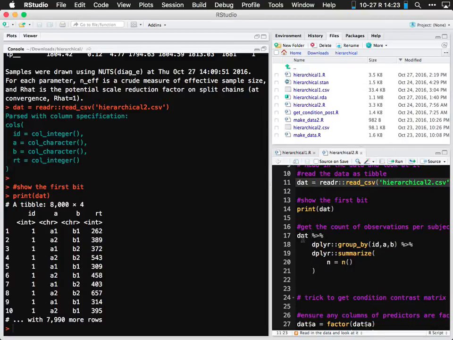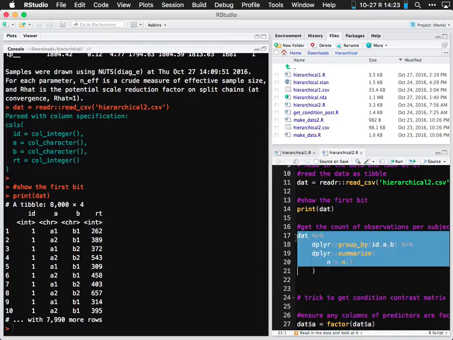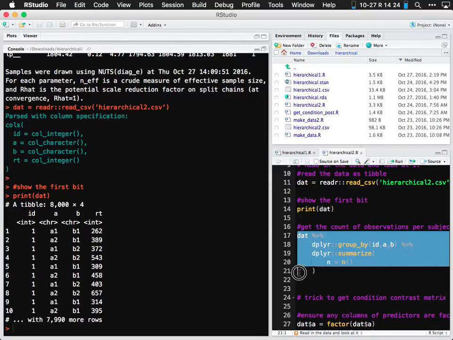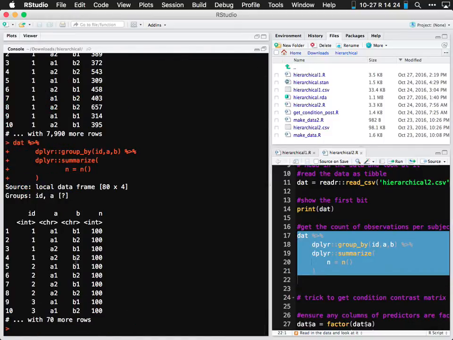So this is the same scenario as before, where we've got lots of observations. We can ask, grouping using dplyr, grouping by person, condition A and condition B, what are the counts in each of those conditions? Person 1 in cell A1, B1 has 100 observations. Person 1 in A1, B2 has 100 observations. A2, B1, 100 observations. So everybody has 100 observations in each of the 4 cells of the design.